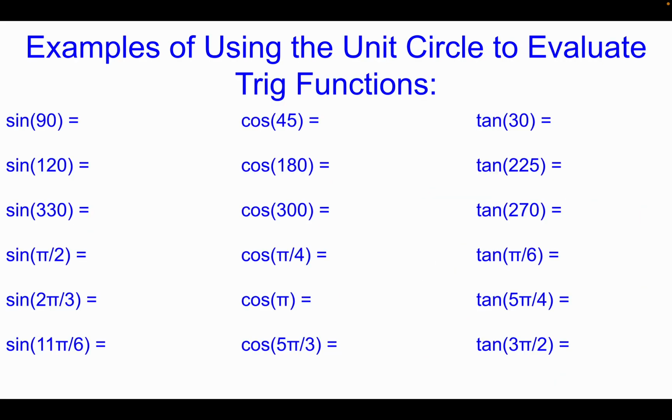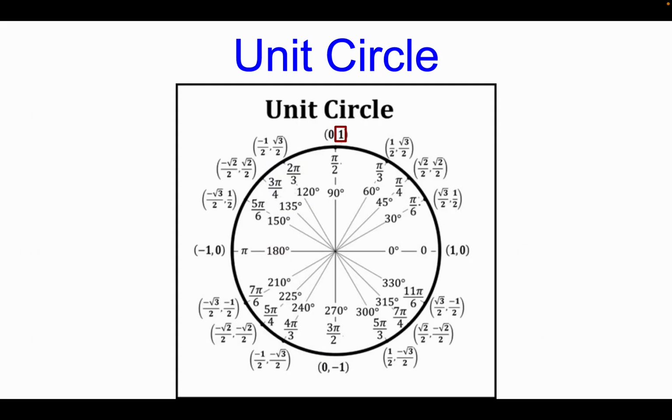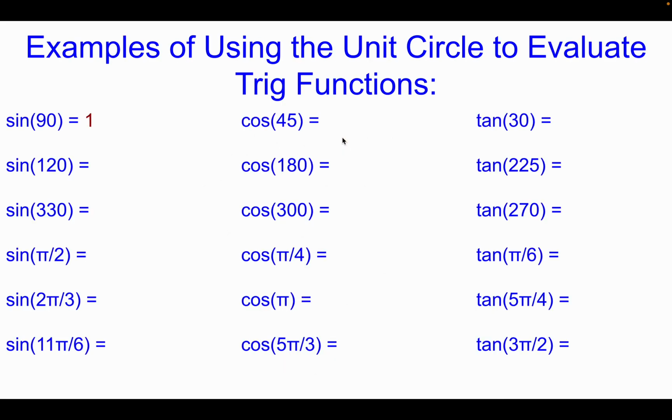Okay, so I have a whole slide of examples here. I think I have 24 different examples, although you'll see I made it easy on myself since some of these are going to be the exact same value. Okay, so let's start with the sine of 90 degrees. We're going to go to our unit circle, and remember sine is the y value, so at 90 degrees the y value is 1. So then we can just say the sine of 90 equals 1. You can just use your unit circle to answer this.